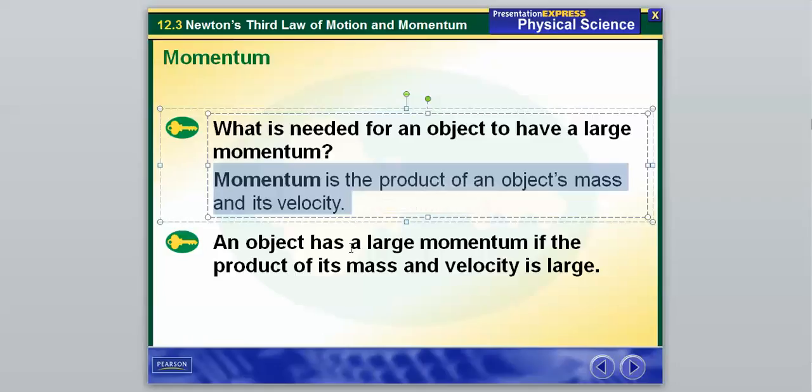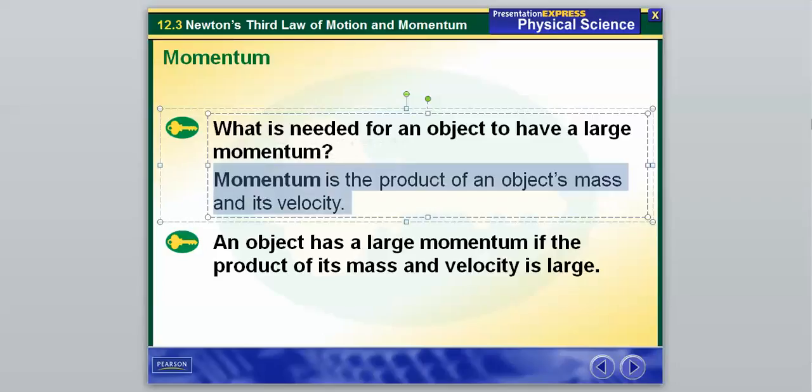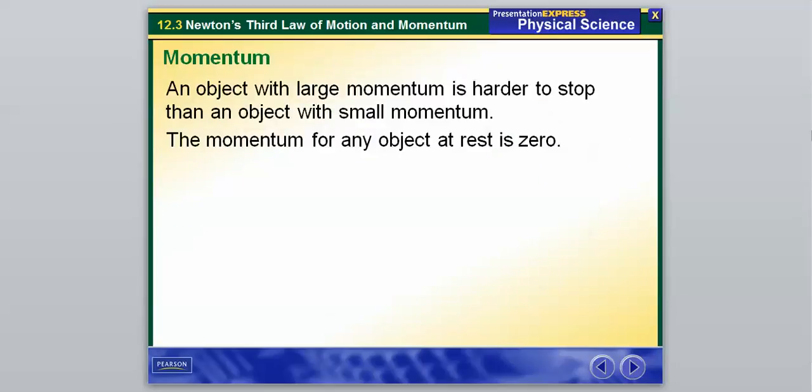An object will have a large momentum if the product of its mass and velocity is large, which is just kind of common sense right there. So make sure you write down what this definition of momentum is right here. And just kind of some common sense things. I think hopefully we've probably heard the word momentum before. An object with a large momentum is harder to stop than an object with a small momentum, and the momentum for any object at rest is 0.